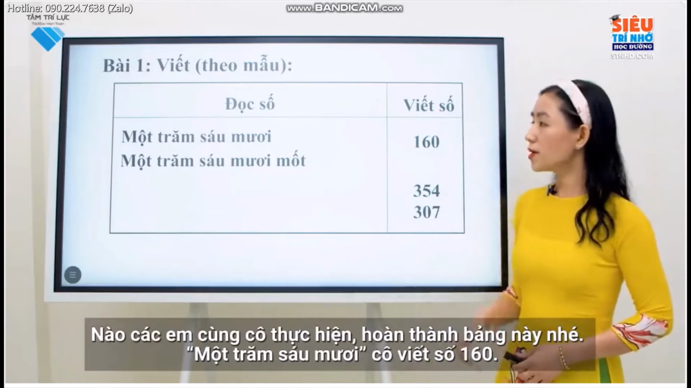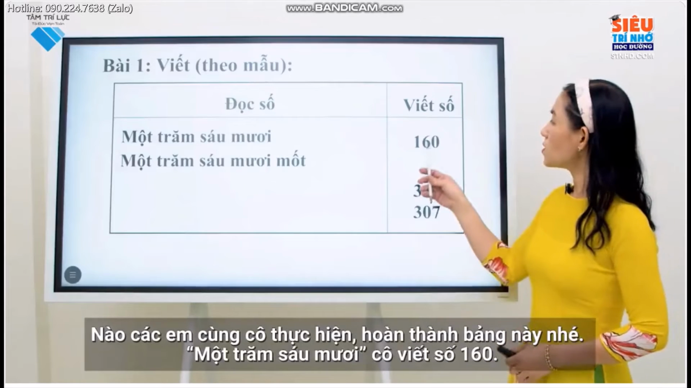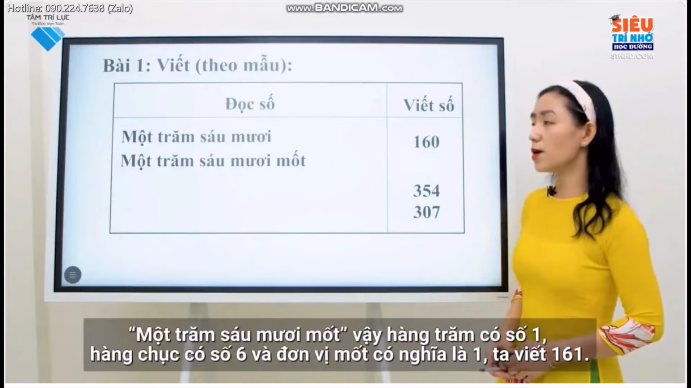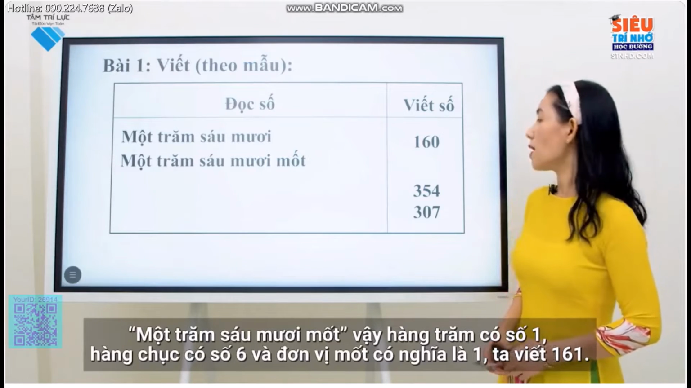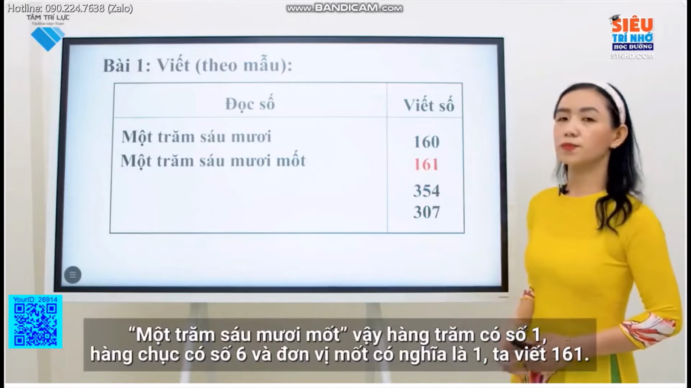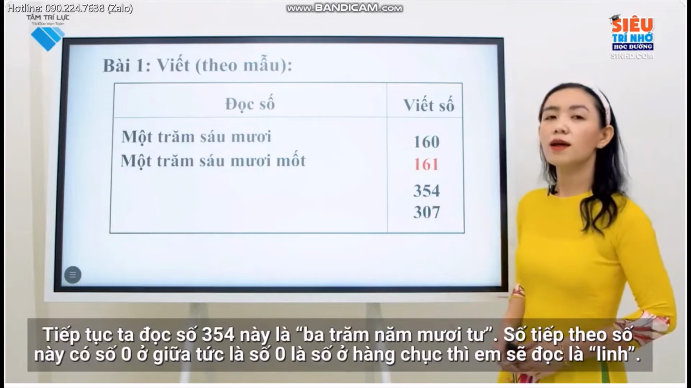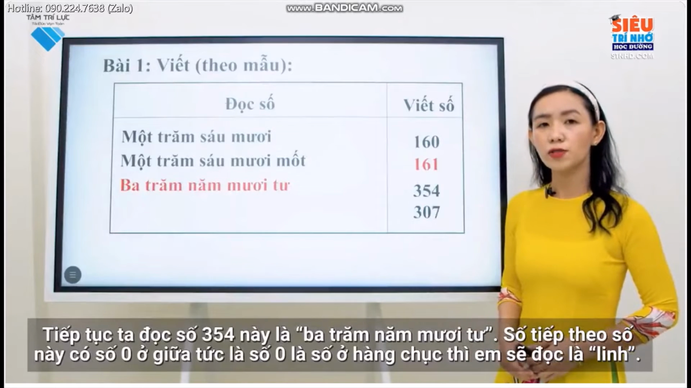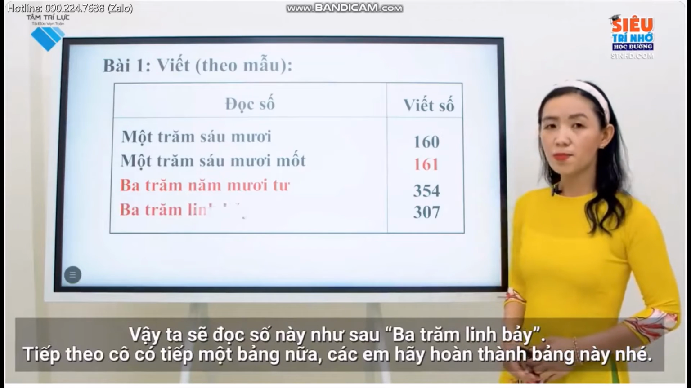Let's complete this table. 160. Rewrite 160. 161. 100, 6 tens, and 1 unit. We write 161. Next, I have this number 354. The next number has 0 in the middle. It's 0 tens, you say. So, we say this number, 307.